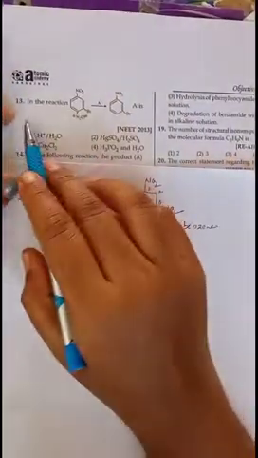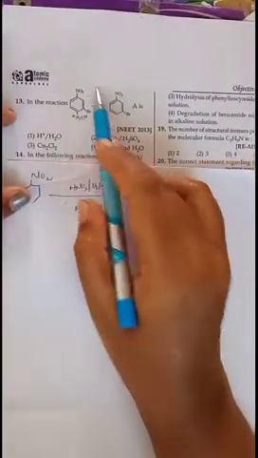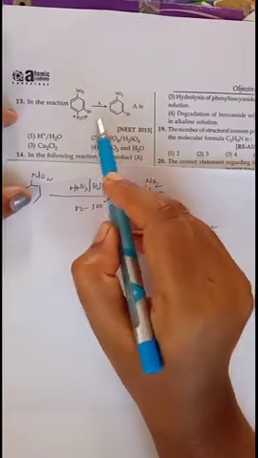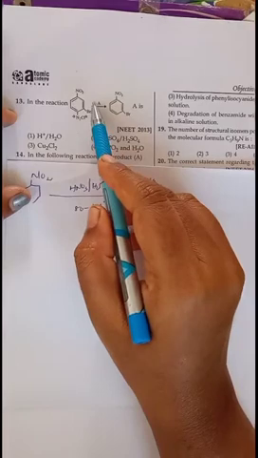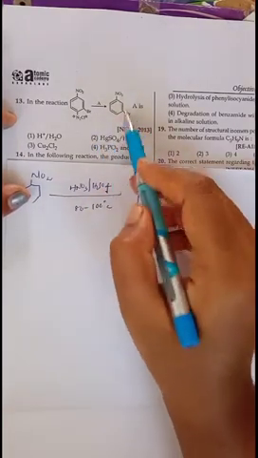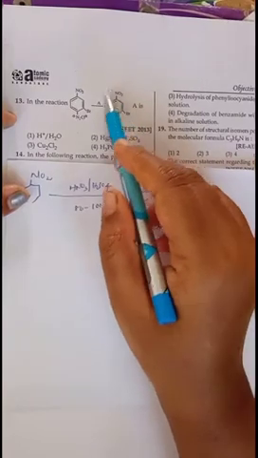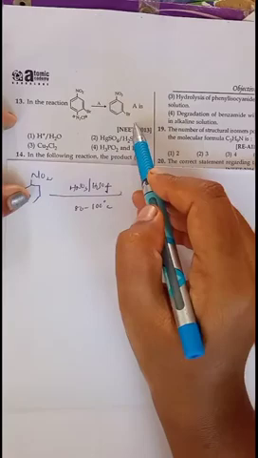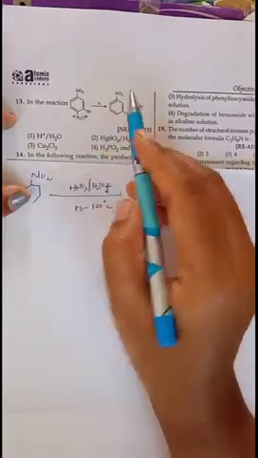See here, 13th bit. In the reaction of this compound, it is a substituted diazonium salt. Upon reaction with A, it can be converted into this metabromonitrobenzene. What is A? What can we use for this conversion? After conversion, you don't see the presence of the N2Cl group.